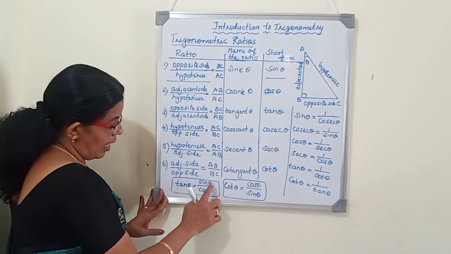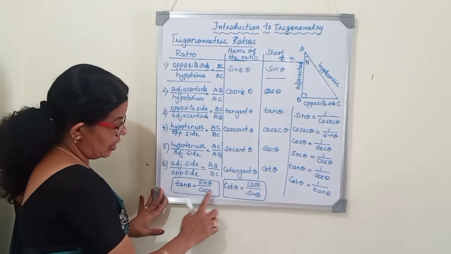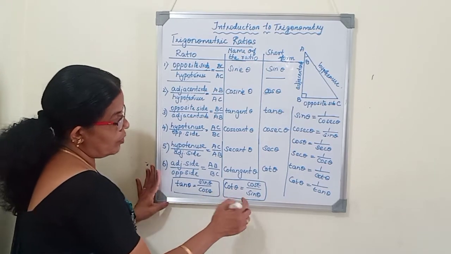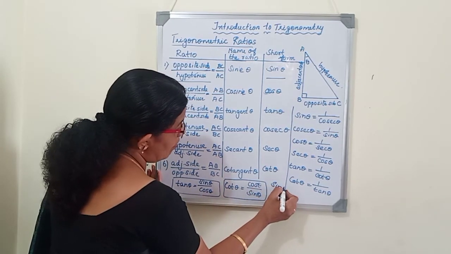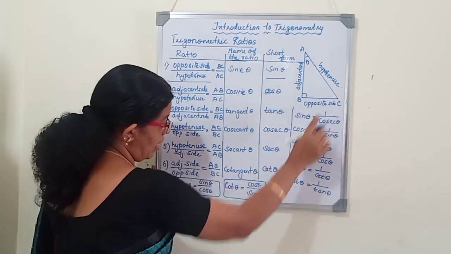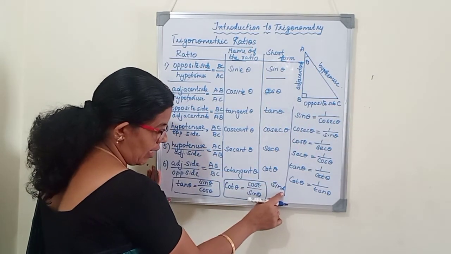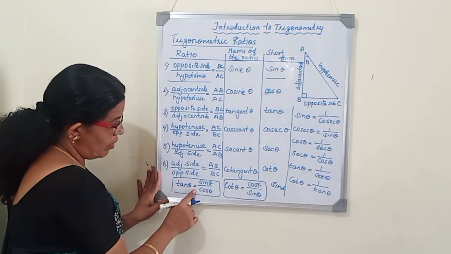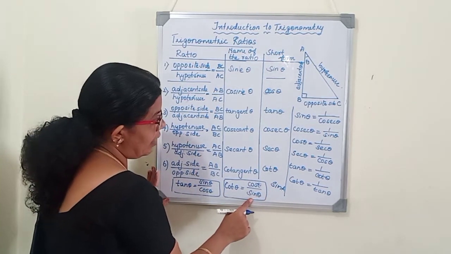Never write sin, cos, tan, cot without this theta. Otherwise, in some questions, they will give you sin A. Sin A means with respect to that angle A, or cos A, or cos C, sin C, like that. Either any capital letter should be there, or it should be theta. Without that, if you are writing, it is wrong.